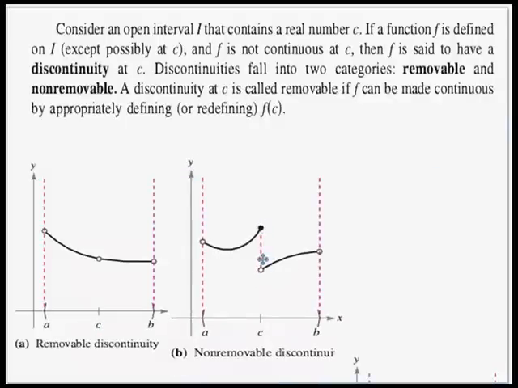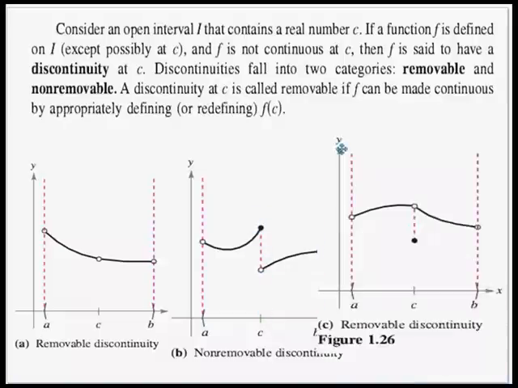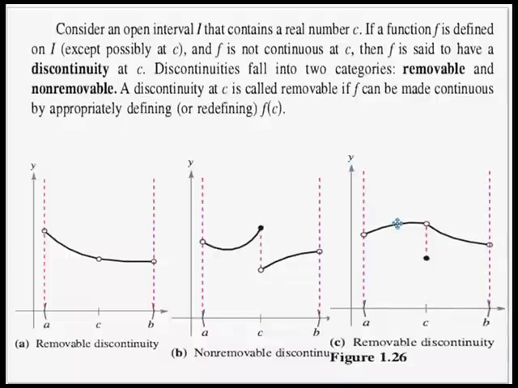Here we have a gap, a jump, or maybe even an asymptote. That is going to be non-removable. There's nothing we can do to that function to close that gap. In our third case here, remember we have a hole in the function, but we are maybe defined down here. That would also be a removable discontinuity.